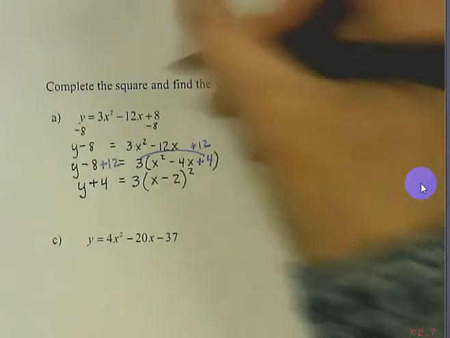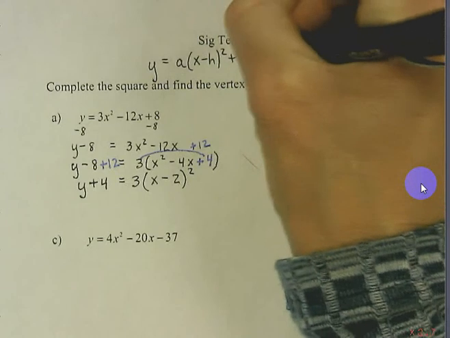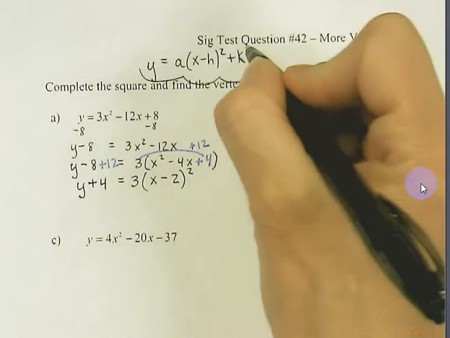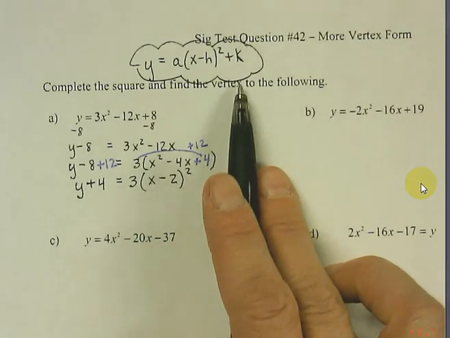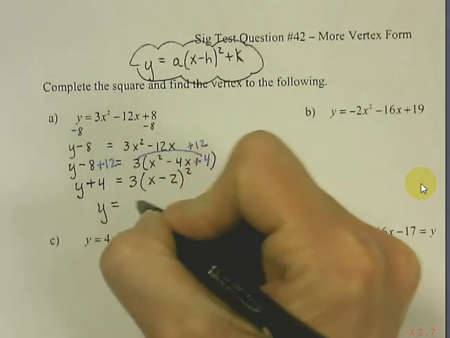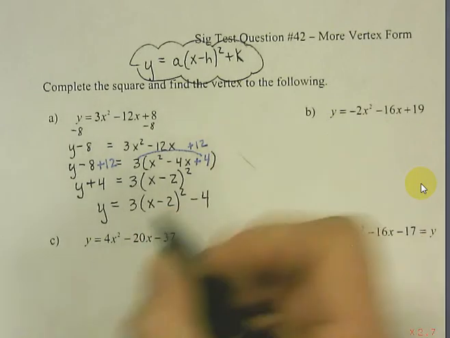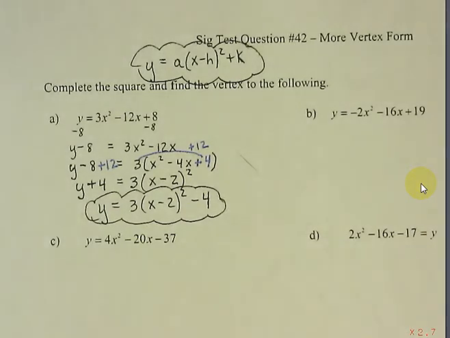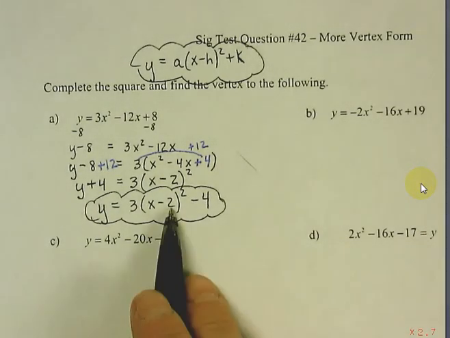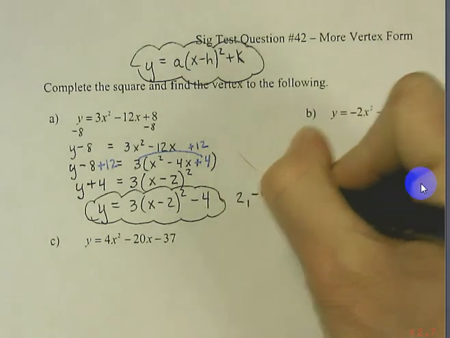And then remember what we're trying to get this into. Y equals a times x minus h squared plus k. This is our goal. So we want to get y by itself. So simply subtract 4, and this becomes my k on the outside. Okay. So we get y equals 3 times x minus 2 squared minus 4. That's our equation. The question is actually asking for the vertex. So remember, we take opposite h, same k. The vertex is 2, negative 4.